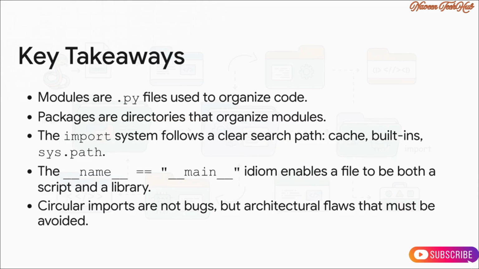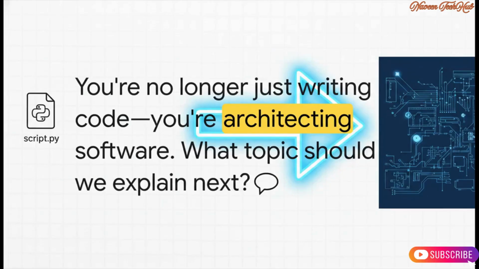So, let's just recap our builder's journey. Modules are files. Packages are directories. The import system isn't magic, it's a predictable search. That __name__ equals __main__ trick is your key to making dual-use files. And circular imports, they're not just bugs, they are serious architectural flaws that you now know how to spot and avoid. And really, that's the whole point. By mastering these ideas, you've leveled up. You're no longer just writing lines of code, you are architecting software.